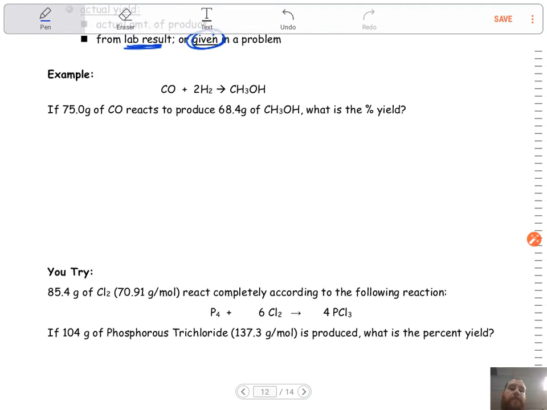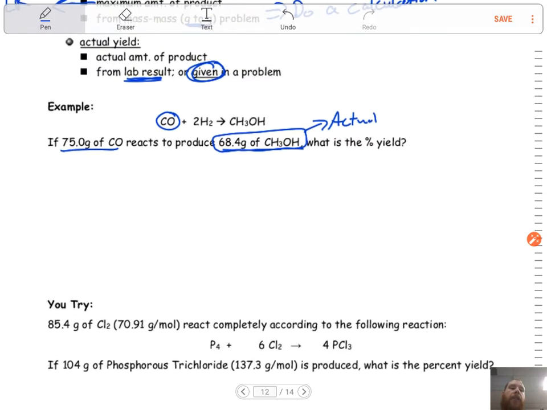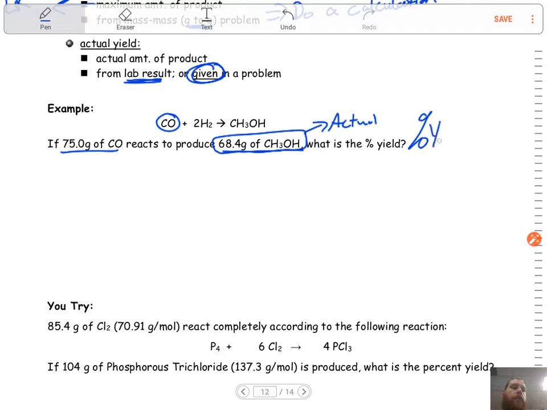So let's jump right in. It says if 75 grams of carbon monoxide reacts to produce 68.4 grams of CH3OH, what's the percent yield? This is our actual result of what was produced from running the experiment. That means we already have half of what we need. For our percent yield problem, percent yield equals actual over theoretical. This is what's going to get plugged in right there.